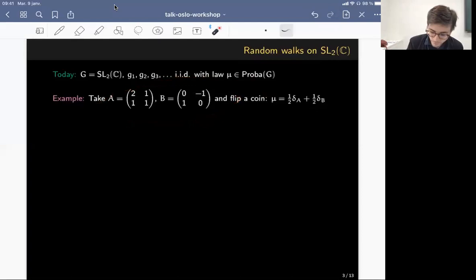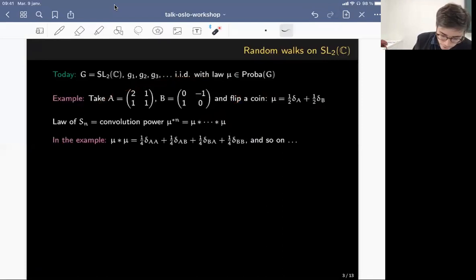So since we're taking products, we're interested in products of length n, and once we have mu, we know what is the law of the products. The law of the products is given by the so-called convolution of mu with itself. Okay, so if you don't know the definition, this is a simple example. In this case here, the convolution of mu with itself is nothing but all the possible products between A and B with the corresponding probabilities. So when we iterate mu, we get more and more matrices with the corresponding probabilities.